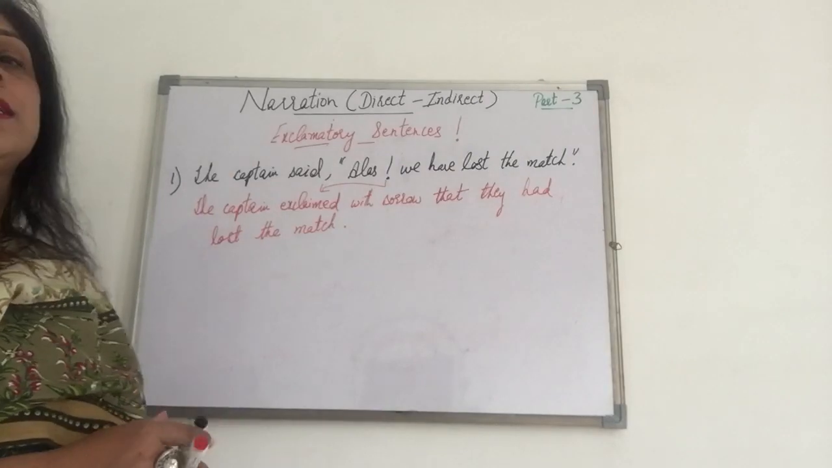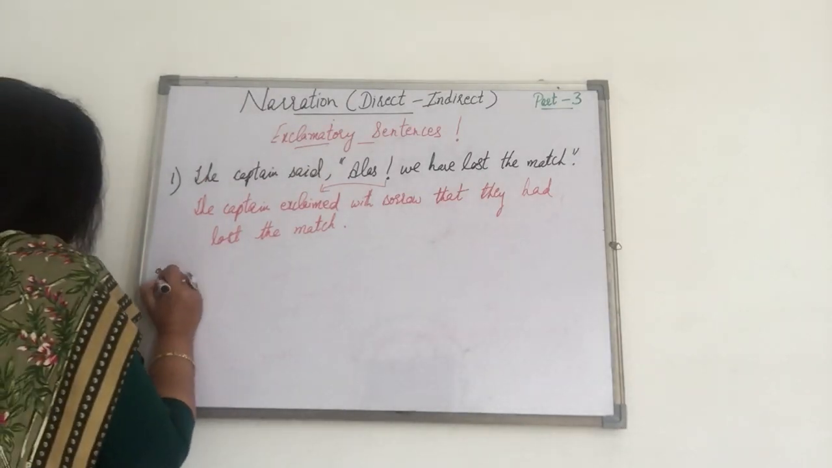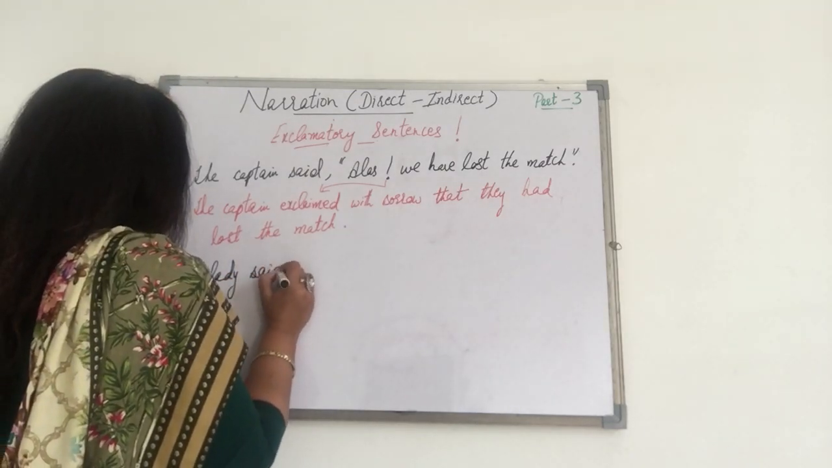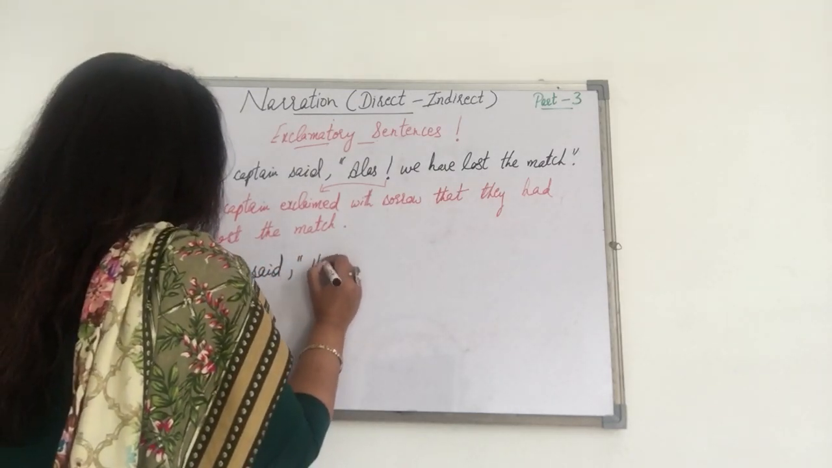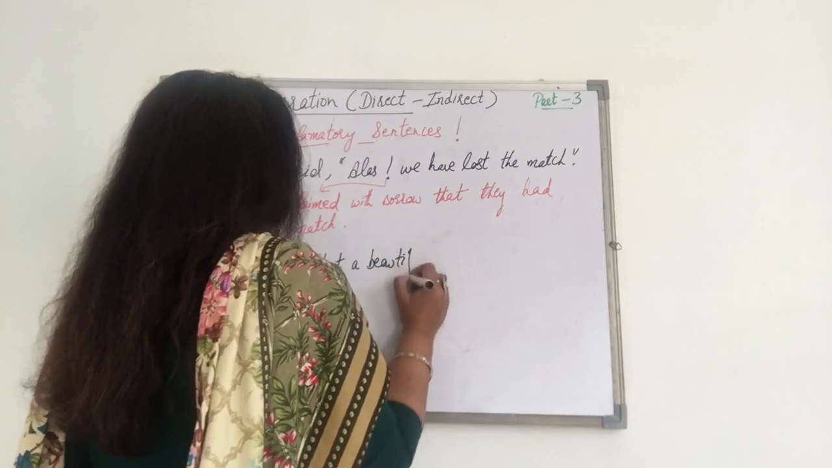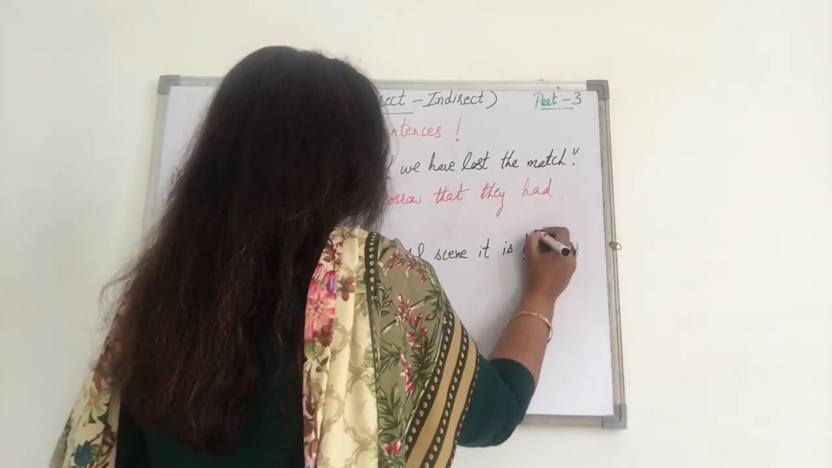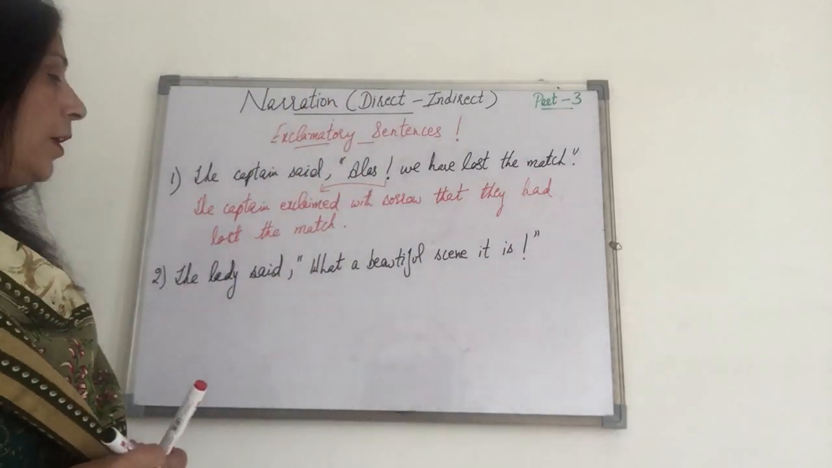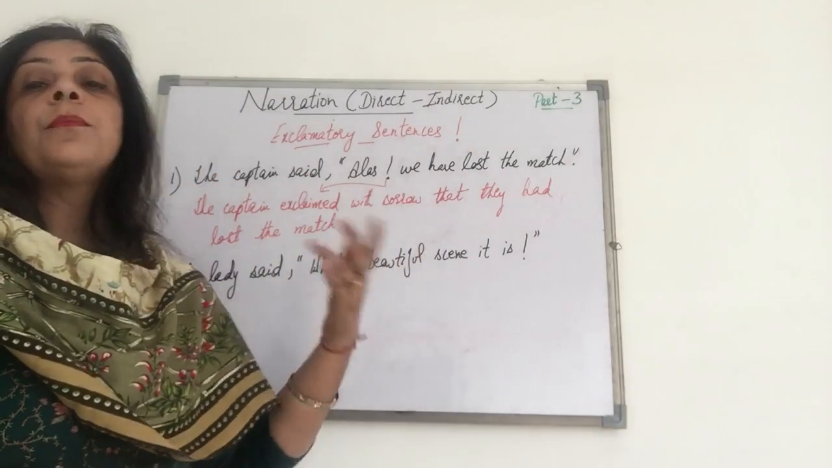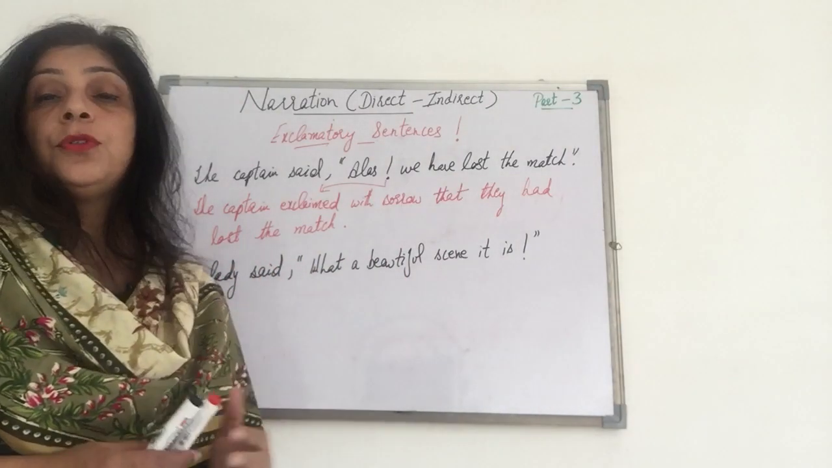Now sometimes in few sentences we never come to know what is the expression. Like for example, if we do a sentence, the lady said, what a beautiful scene it is. Right? Now, if you go through the sentence, it means that she is very happy. That is why she is exclaiming that it is a beautiful scene. So we can use in the answer that the lady exclaimed with happiness that it was a beautiful scene.